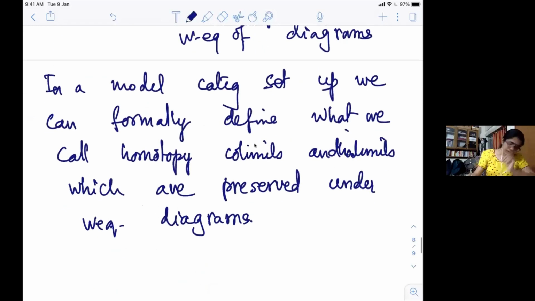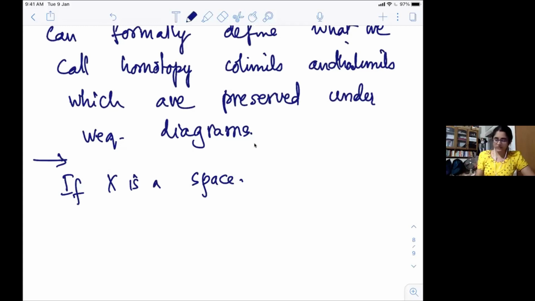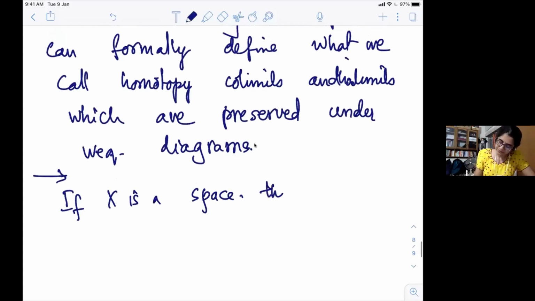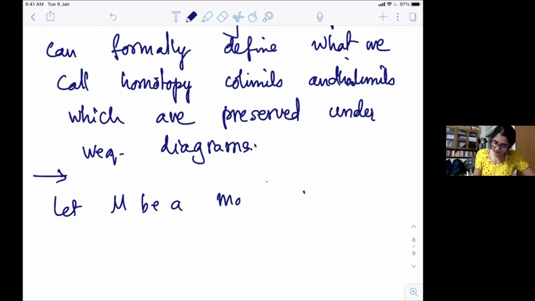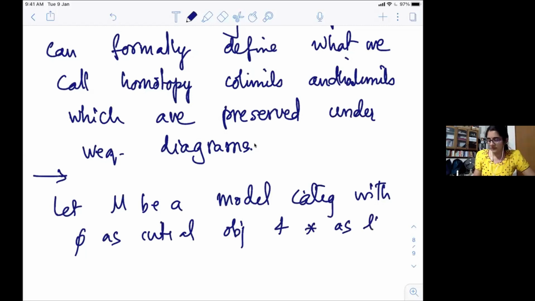And one of the things I need for this is this notion of fibrant replacement and cofibrant replacement. So let me just quickly say that. I should start with a model category. So let M be a model category with phi as initial object and star as the final object.